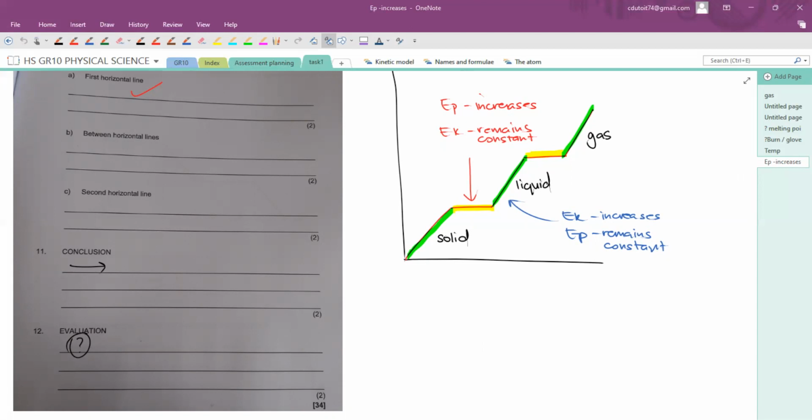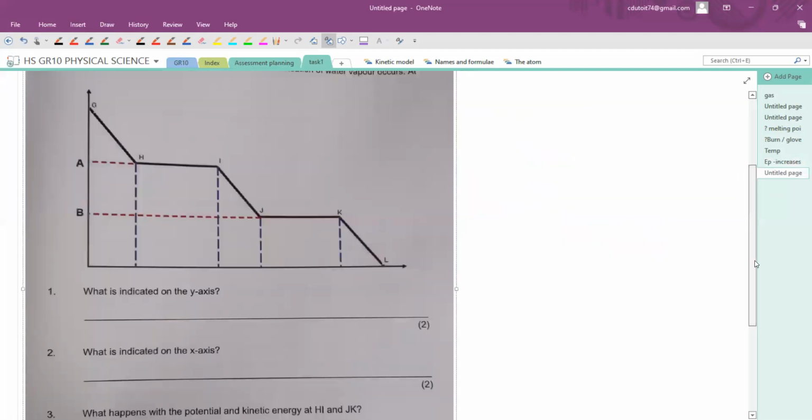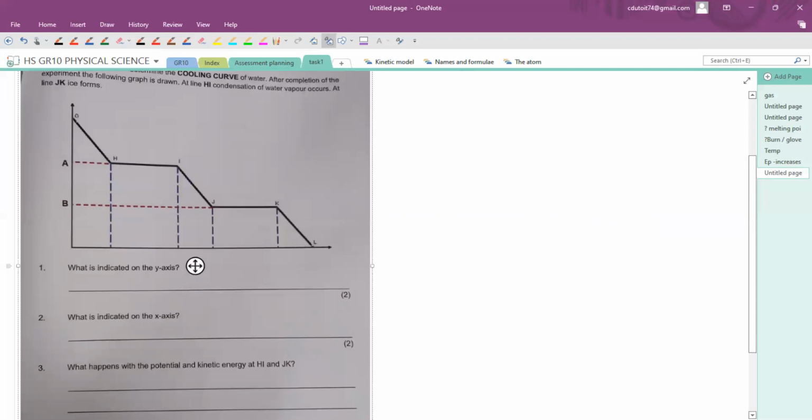Okay, now you've got this thing. It's not difficult. I mean, the next question is the first one we did. And that's your second last page. And this is basically the same question. So this is a cooling curve. What is indicated by the y-axis? Temperature in degrees Celsius.